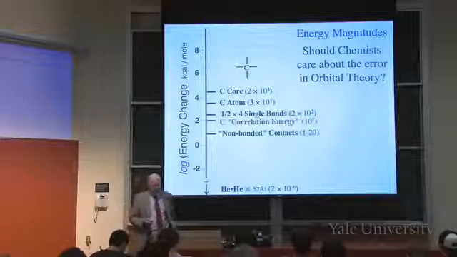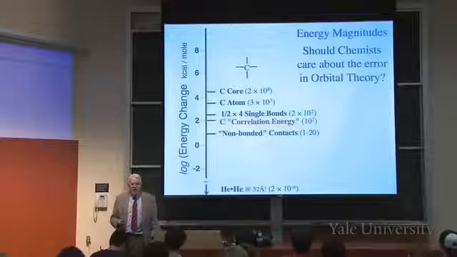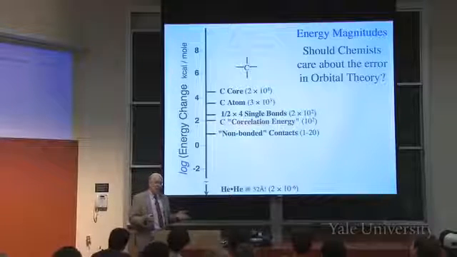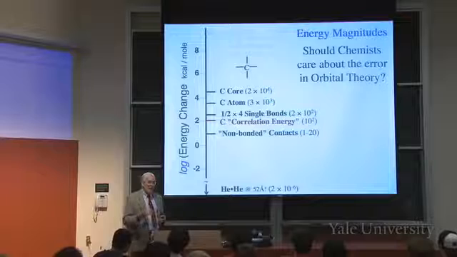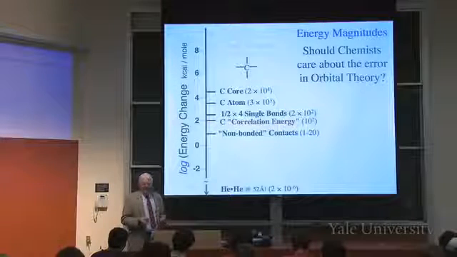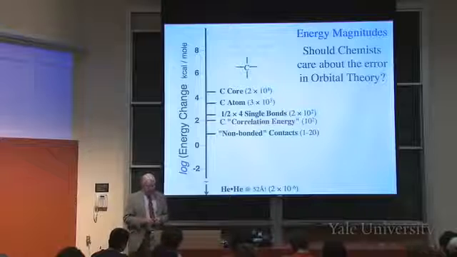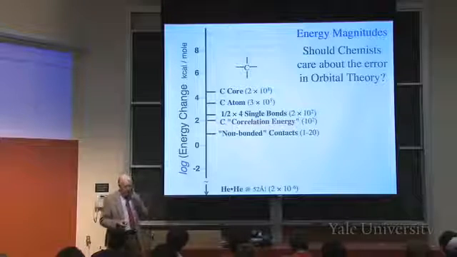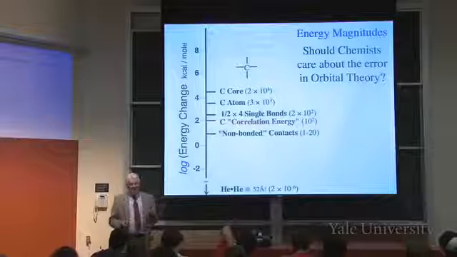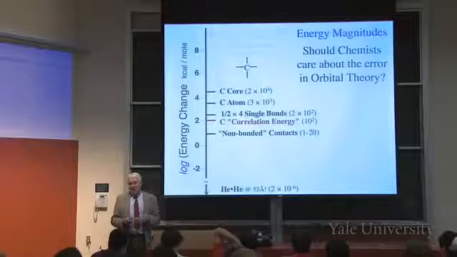Okay. Now, here's how big correlation energy is. It depends on what problem you're dealing with, how big the molecule is, what kind of atoms there are in the molecule. The error you make in SCF is different for different cases. But for the kind of cases we're interested in, normal organic molecules, it's of the order of 100 kilocalories per mole. Now, that's an error. Do you care about that error?